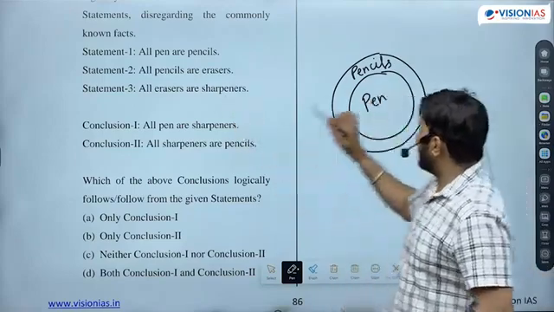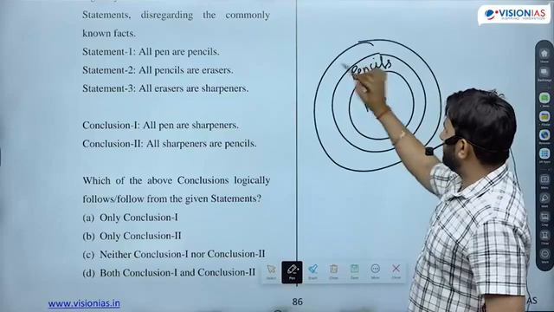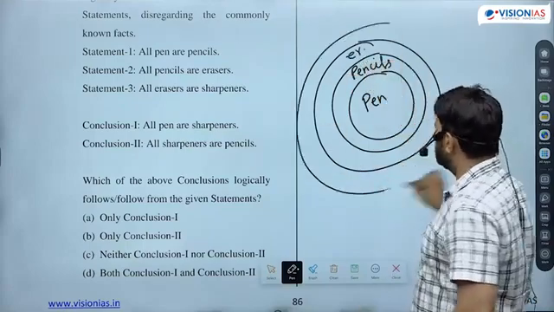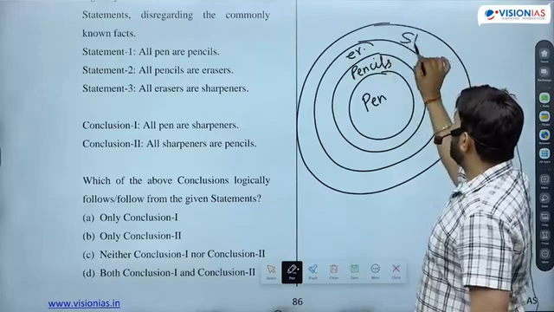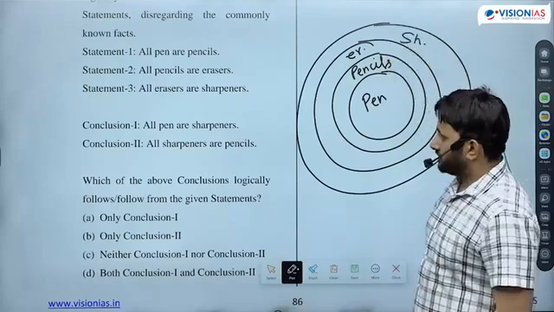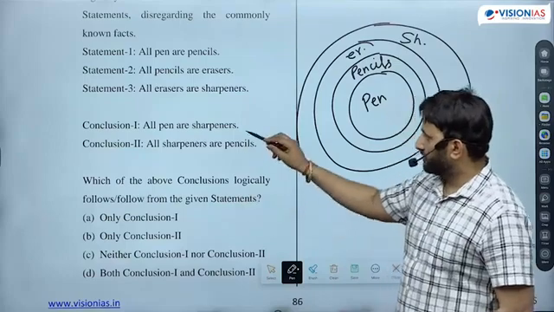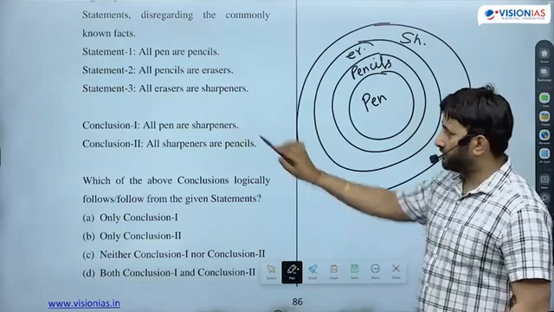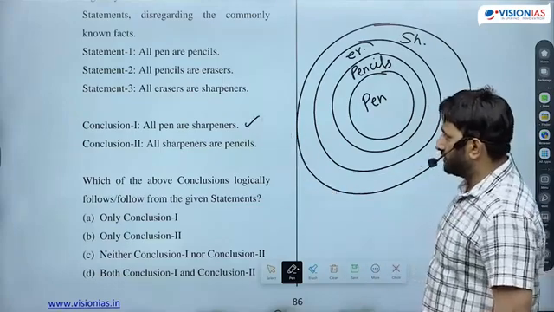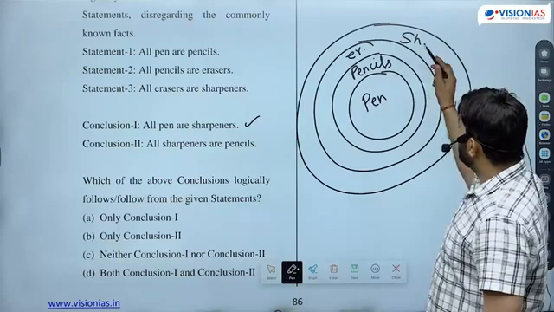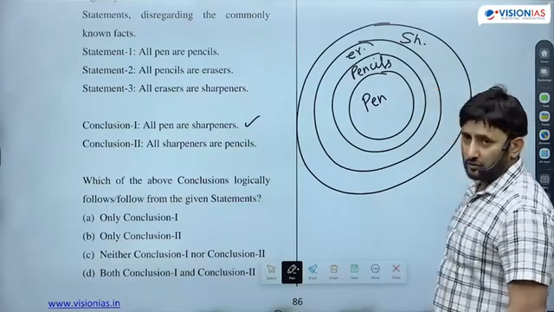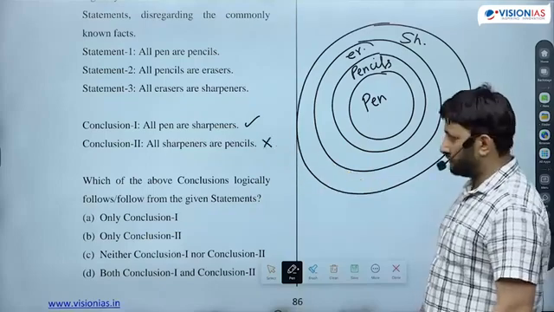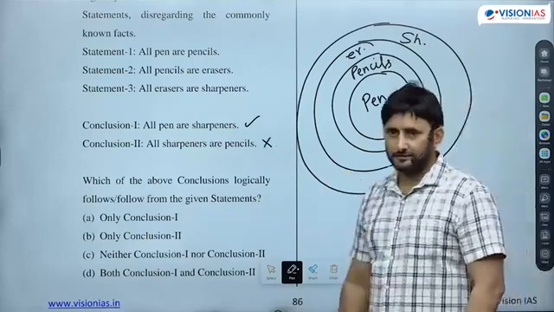All pencils are erasers. And all erasers are sharpeners. Which of the following conclusions can be drawn? All pens are sharpeners. Definitely true. Next, all sharpeners are pencils. That is wrong. We cannot say, na? This is false. So answer will be only one.